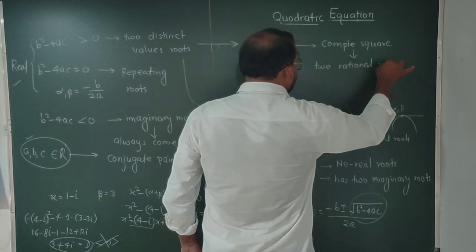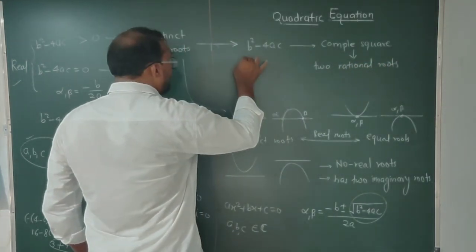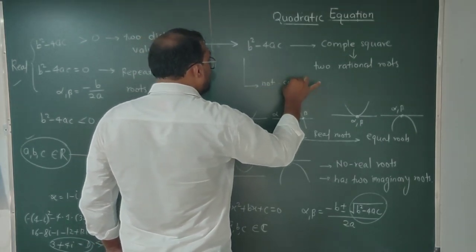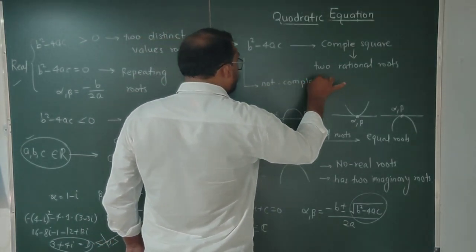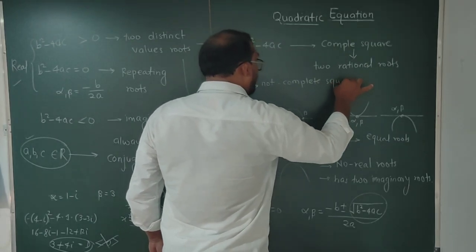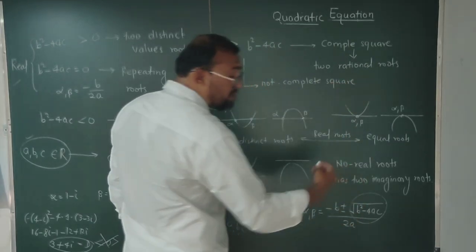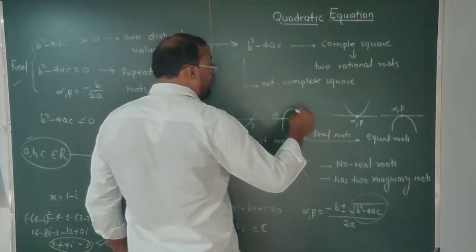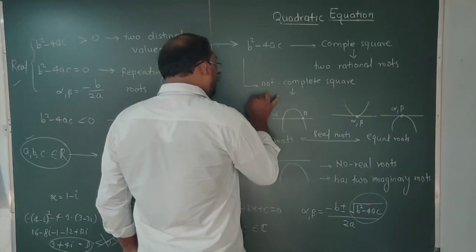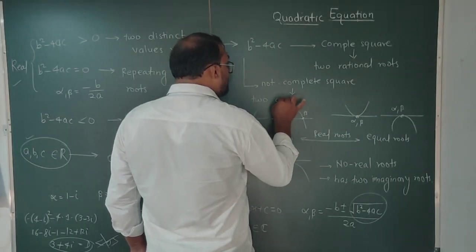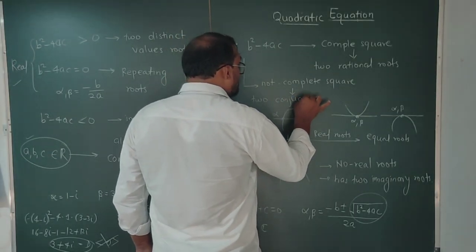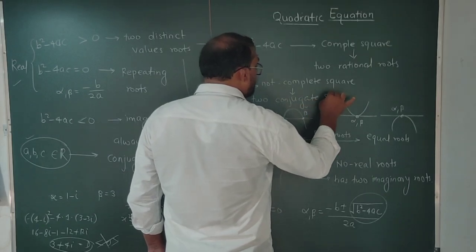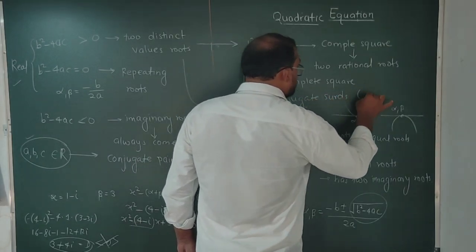Two rational roots. And similarly, if this value is not a complete square, then we cannot cancel out the root. If we cannot cancel out the root, then there is a value here in the root. That means our roots are two conjugate surds. Two conjugate surds as roots, and obviously these also come in a pair.